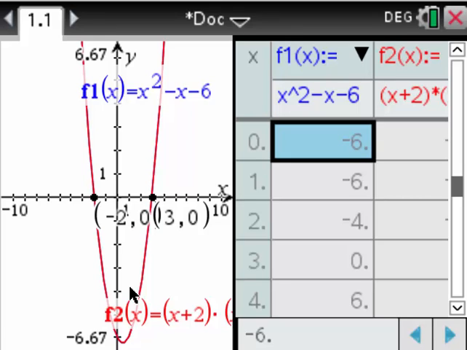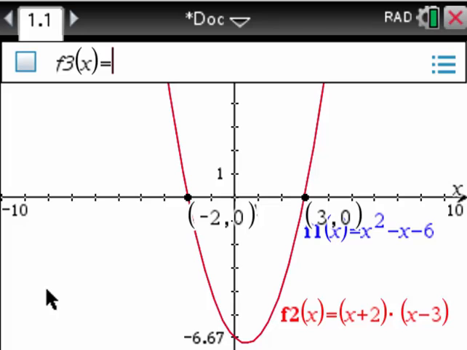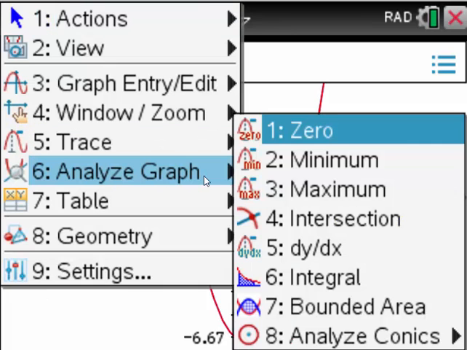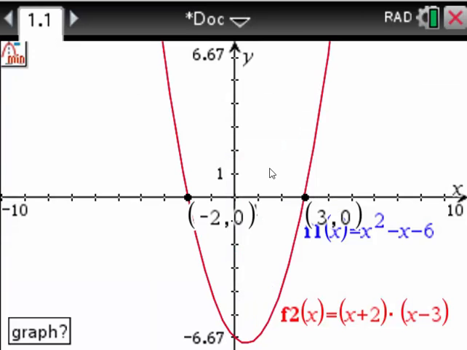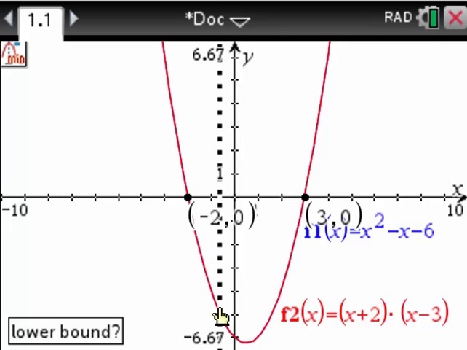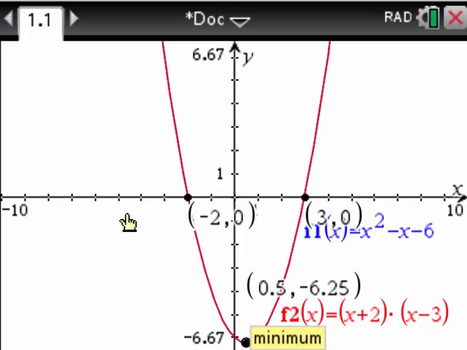And now we want to find the minimum in this case. So I'm going to get rid of the table again, Control-T. To find the minimum or the maximum, I'm going to go to that Analyze Graph again. So in this case, minimum. Again, I have to click on the graph. Normally I don't have to do that if there's only one in. And again, I have to go on the lower bound and the upper bound. And you want to make sure that minimum point is in there.